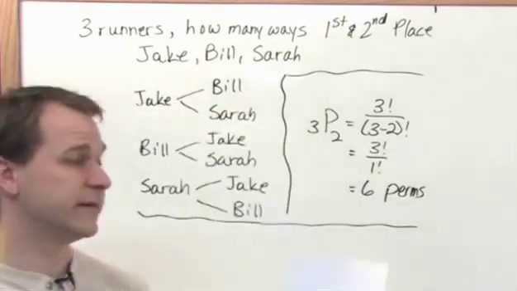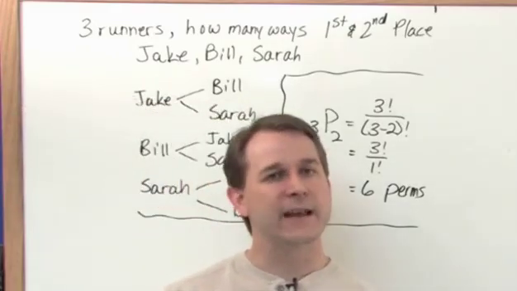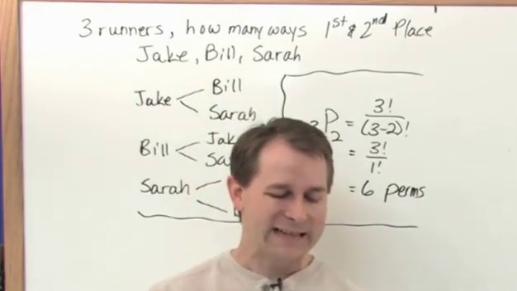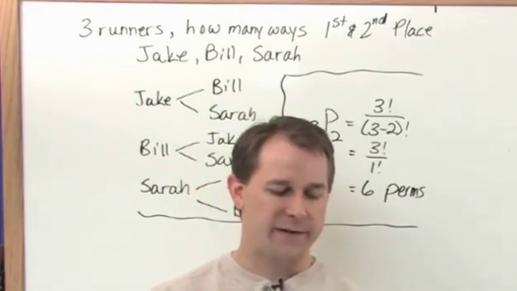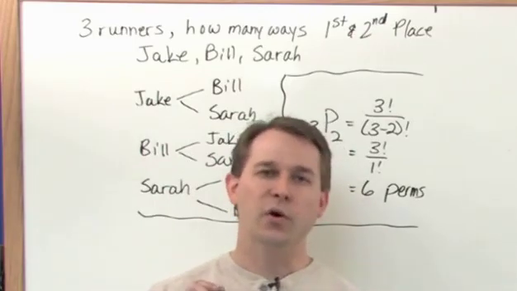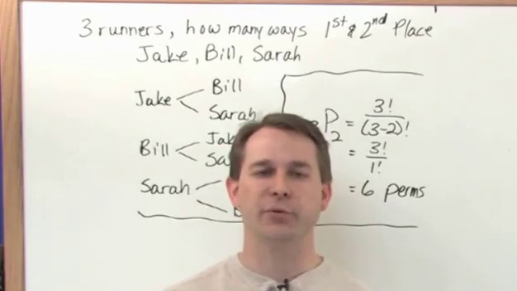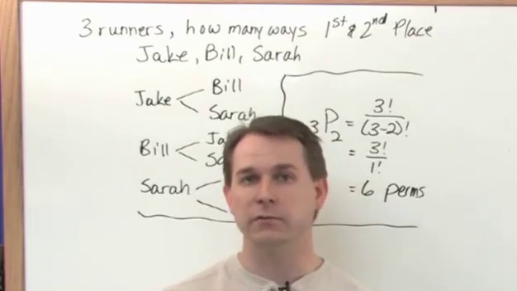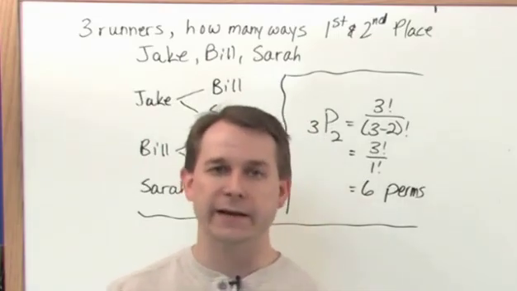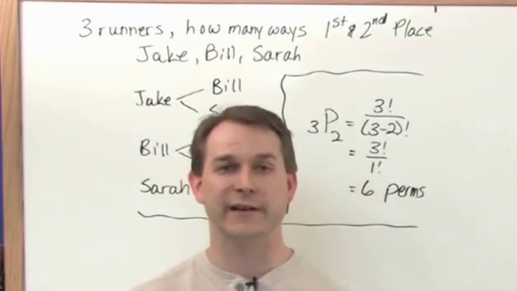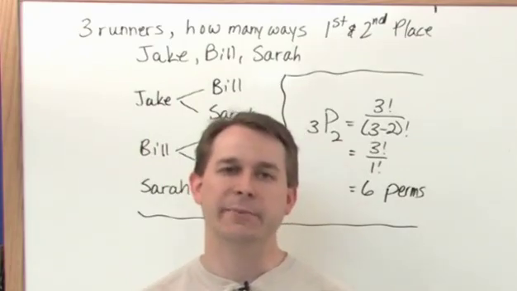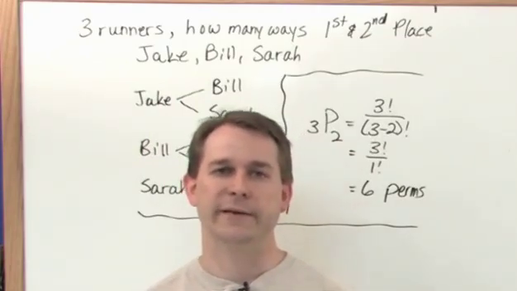We had Jake, Bill, and Sarah. But instead of winning a race where there's a clear first and second place winner, let's say, for our problem, we have 3 people, Jake, Bill, and Sarah, just like before, but we're going to send 2 of these 3 people to a conference in Colorado. They're lucky winners, and there's only enough money in the department at work to send 2 of them. You can't send all 3 of them. How many ways can we pick these people?